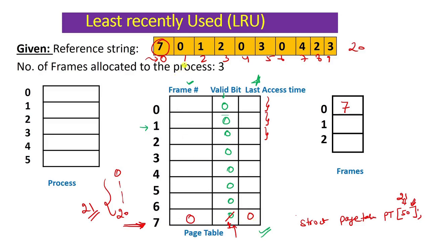Now 0 will come, so I'll go here and 0 is not present because its valid bit is 0. So I'll put it inside any of the free frames. I'll see that frame 1 is free, so I'll put this 0 here, in frame number 1.